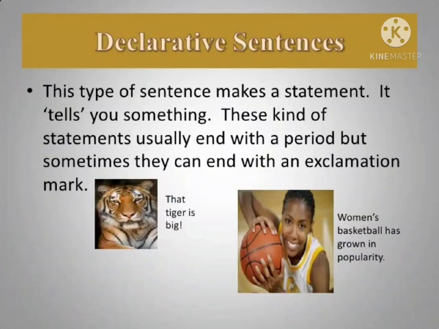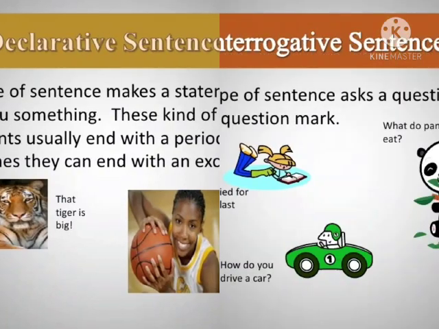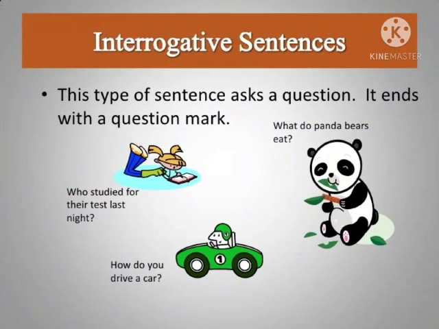And remember one thing more, they are also called descriptive sentences. Clear? Next we have interrogative sentences. By name it is clear. This type of sentence asks a question. As I told you, these types of sentences are used to ask questions and they end with the question mark.